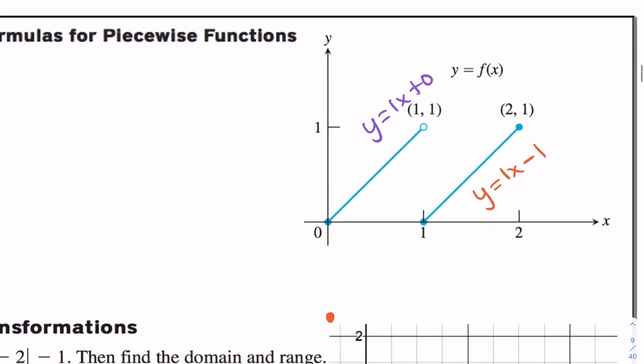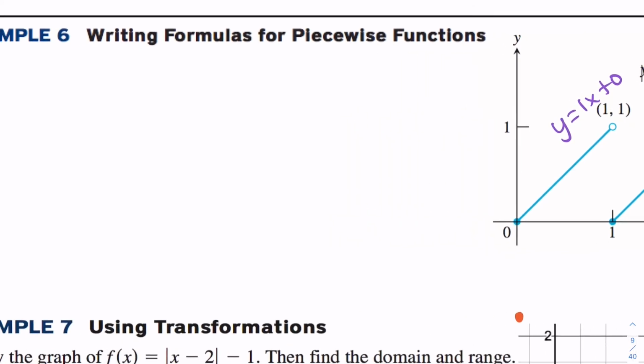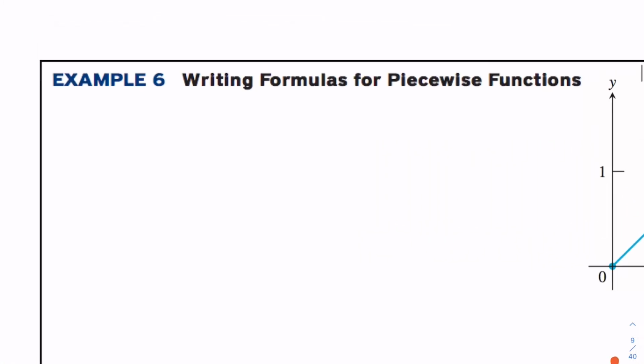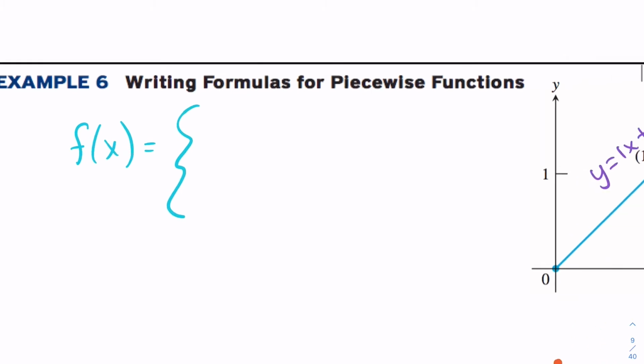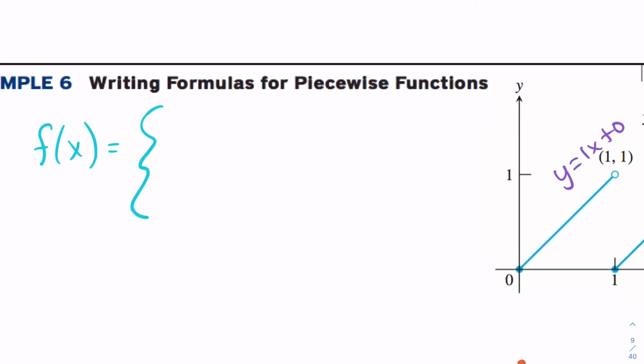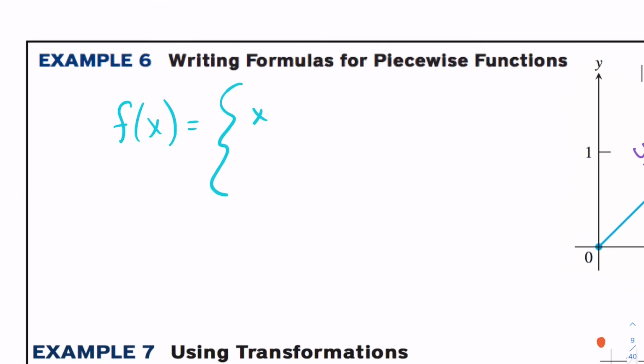So we are writing the piecewise function. Well, where does each one of these start? Well, here we go. So I'm going to say f of x equals, and one of our lines is 1x plus 0. I'm just going to call it x. And the other line is 1x minus 1. I'm going to call it x minus 1.